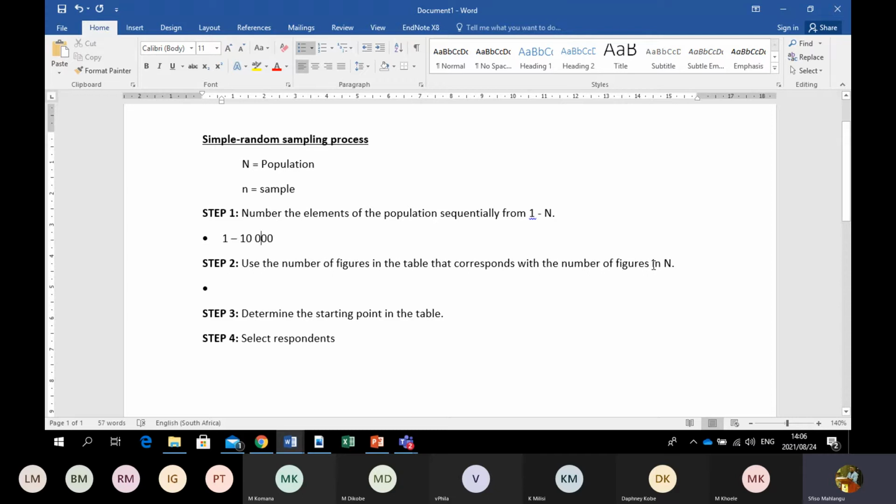So now, the question that we ask on this step number 2 is how many figures, how many numbers are in that 10,000? Remember, it's an uppercase N, which means we see 5 numbers here. So we will be using 5 numbers in a table. We must indicate how many numbers. That will be 5 digits.